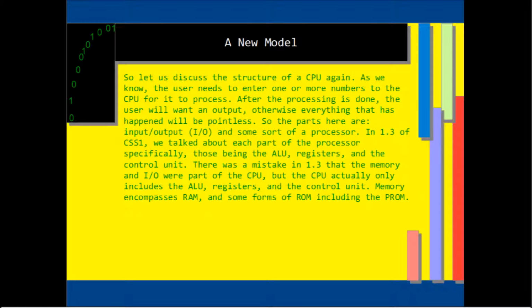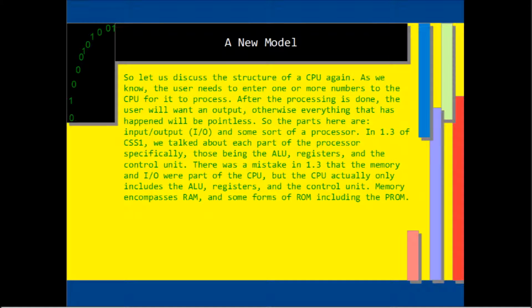So like I said, we're going to be going over the structure of a CPU again. As we know, the user needs to enter one or more numbers to the CPU for the CPU to process. After the processing is done, the user might want an output. Well, he or she definitely will want an output, because if the user doesn't get an output, he or she doesn't know what the computer's done, then of course there's not really going to be much point to that. It's going to be pretty pointless.